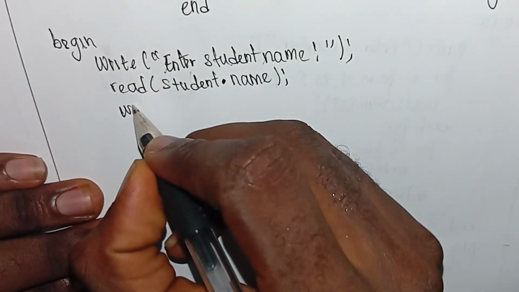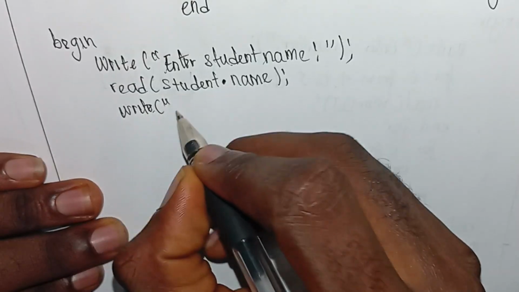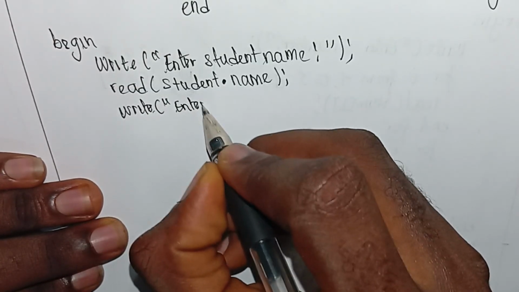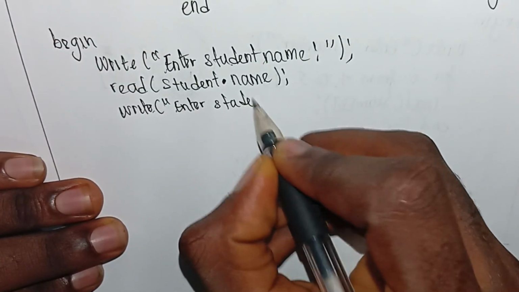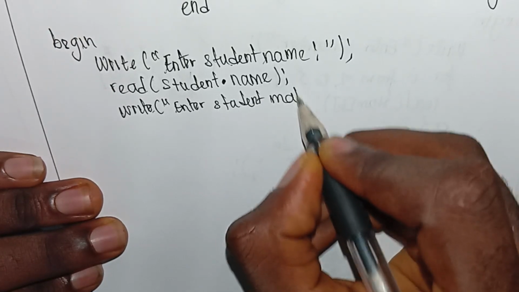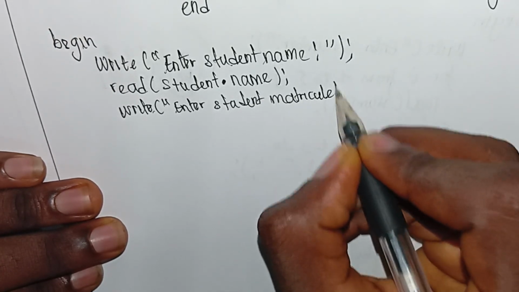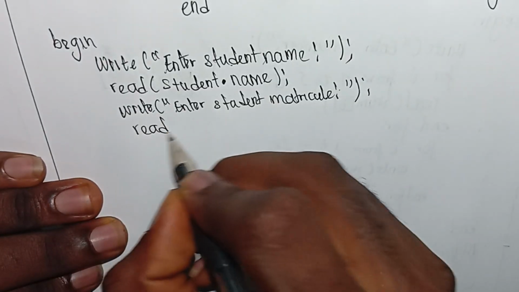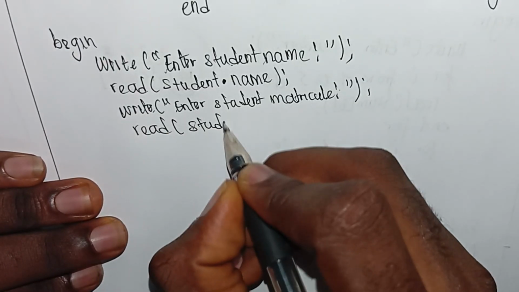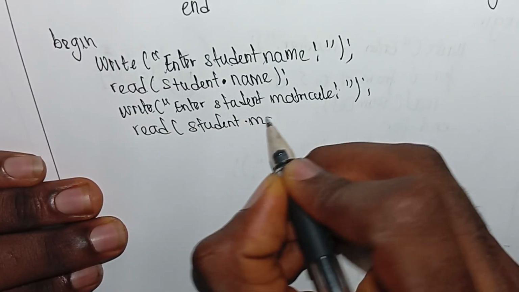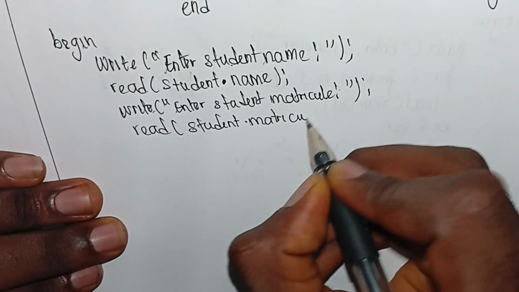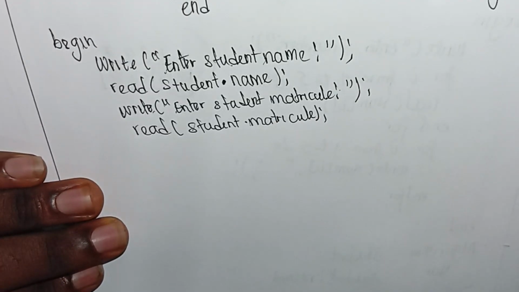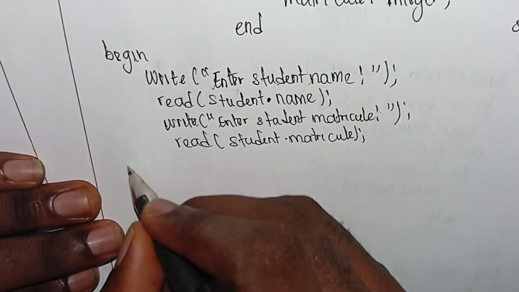Now write again enter student's matricule. And read student dot matricule. And there it is.